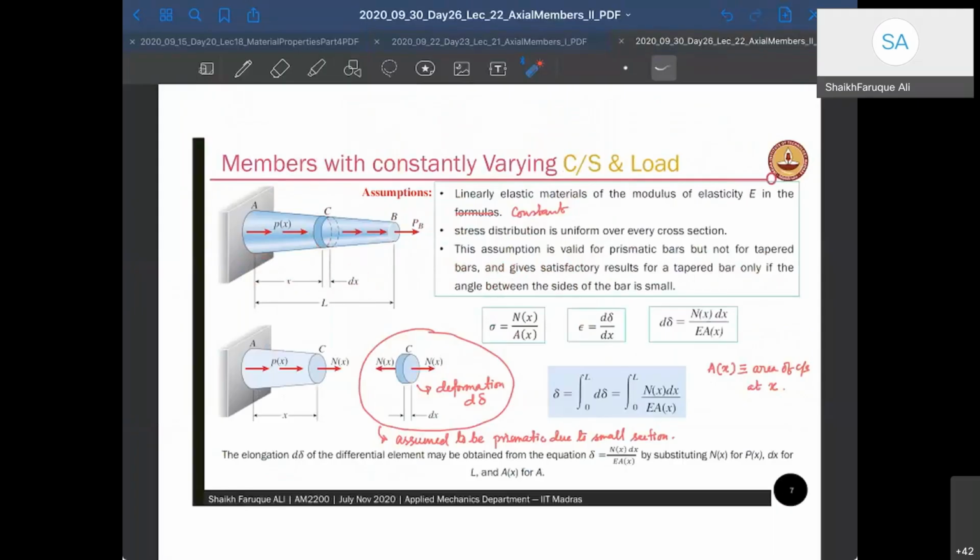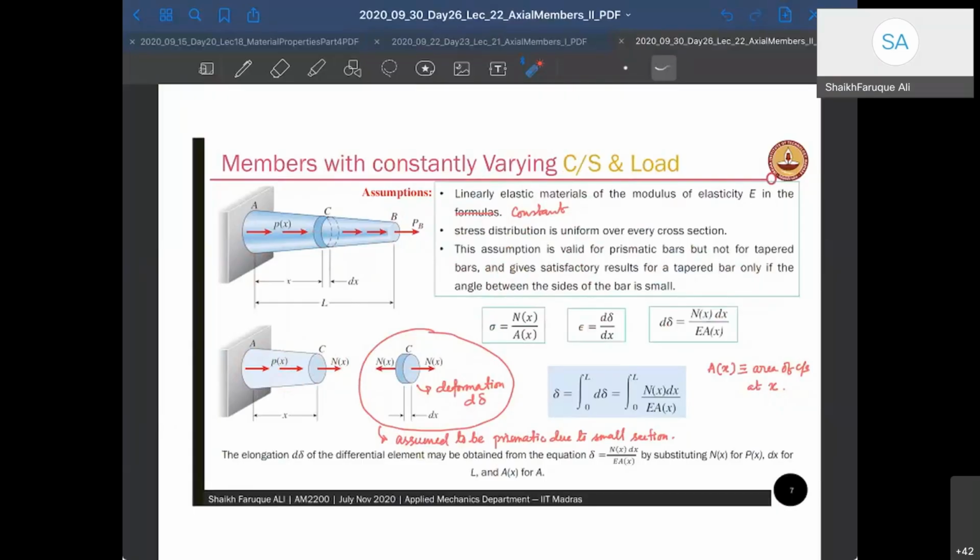Because this is a very small dx, the deformation that happens between these two due to this internal load is d delta, the differential deformation. If you take the free body diagram of the section here, the internal force acting here is, let's say, Nx. We don't know what Nx is; we have to do all the balance to find Nx. But since we don't know Px, we don't know Nx also.